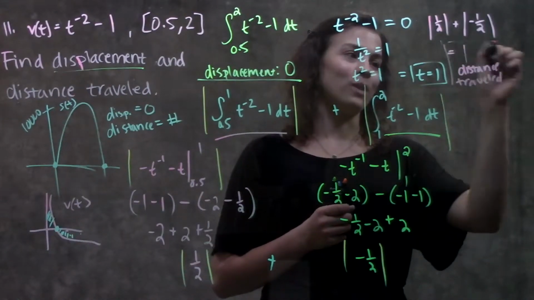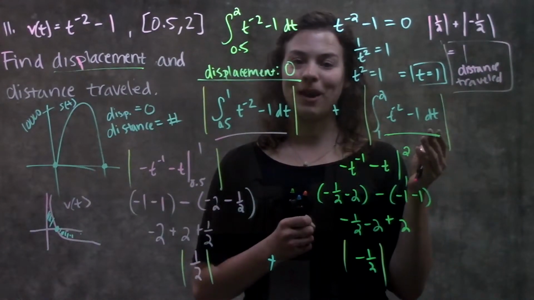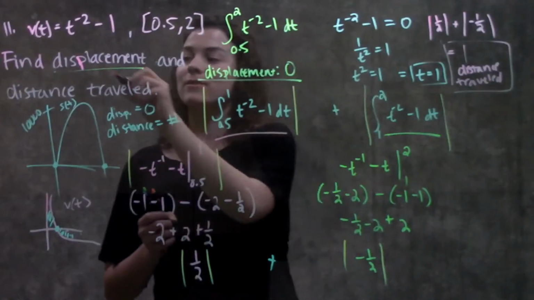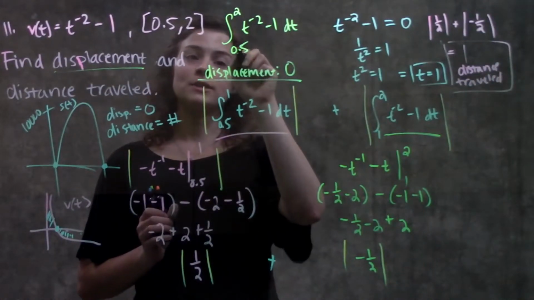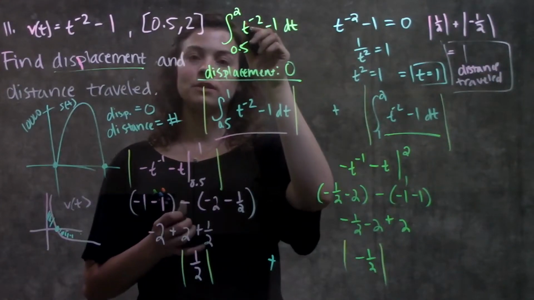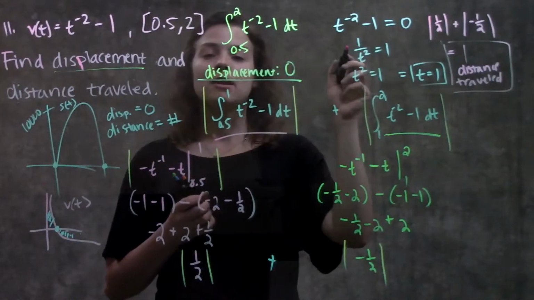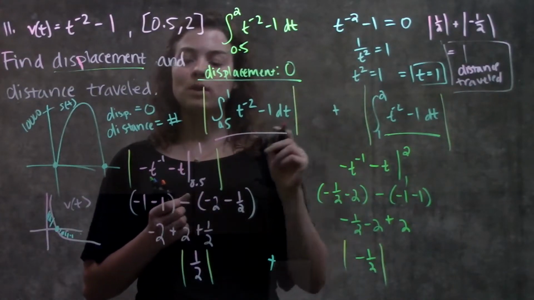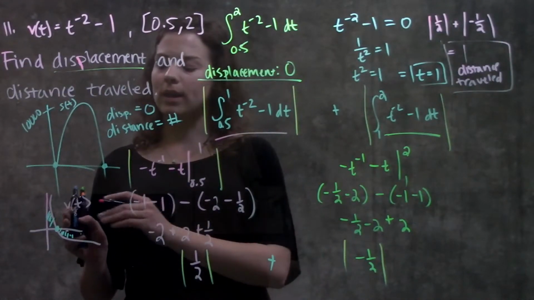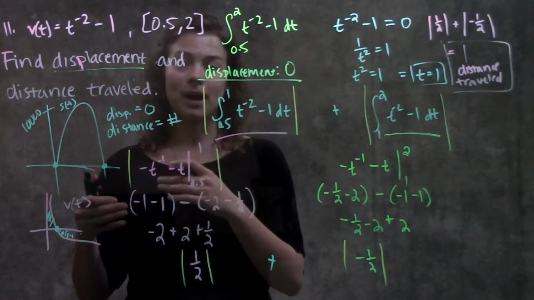Okay, so there were a whole lot of steps in this problem, but brief recap. For displacement, you just find the integral over this time interval, just like we've been doing the entire chapter. Nothing new with that one. But for our total distance traveled, we want the total magnitude. So we want to take this negative area, make it positive.